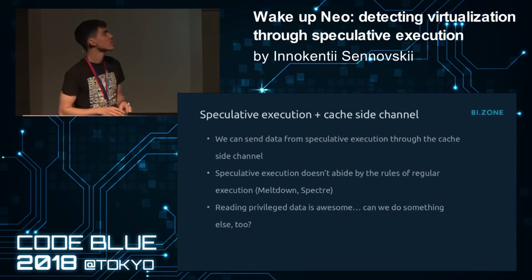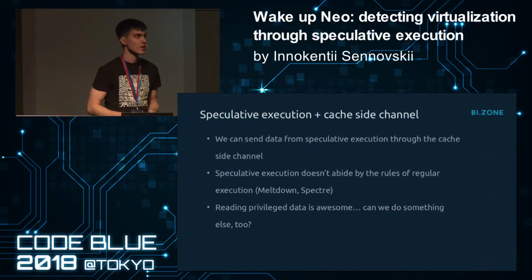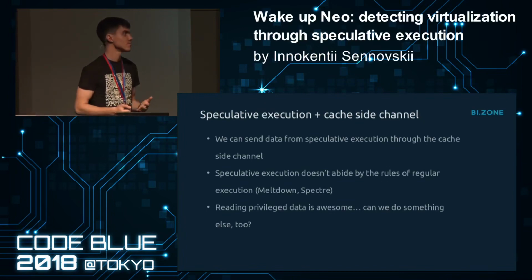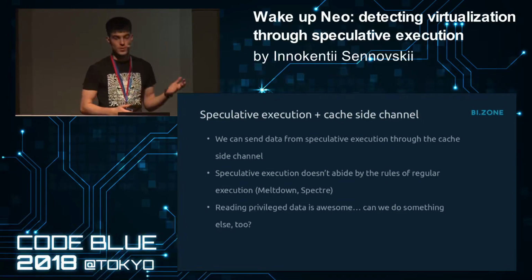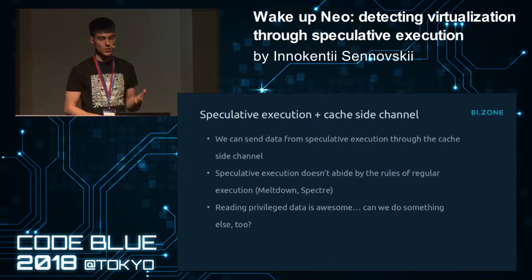So obviously we can send some data through speculative execution, and there have already been several solutions which stole privileged data, the case in point being Meltdown. Is there anything else we can retrieve from speculative execution?